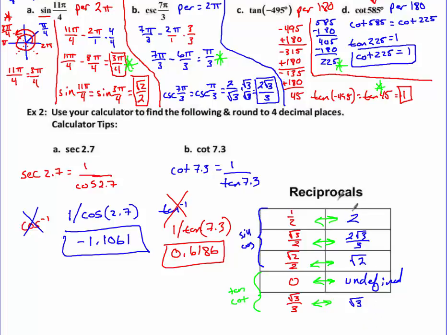So if you can commit these reciprocals to memory and you can memorize the unit circle, you'll be able to do all these problems that we're learning how to do without writing anything down, without using your calculator, without doing any work at all. So get busy memorizing.